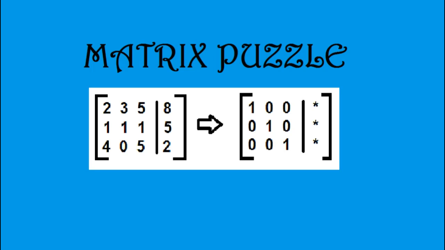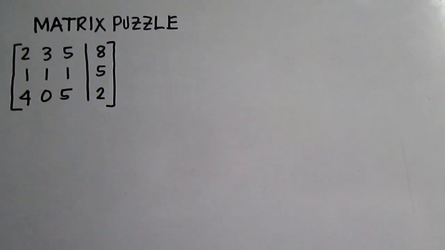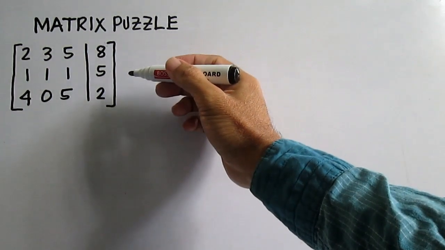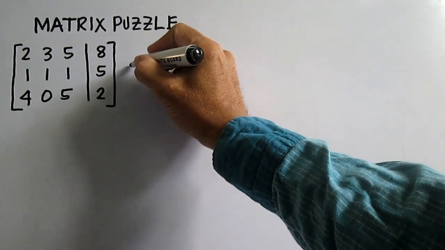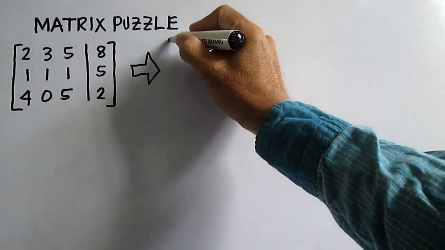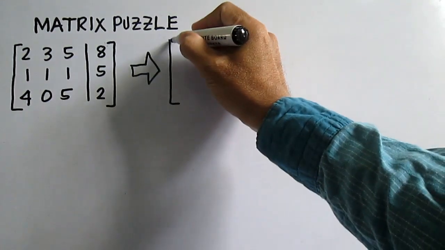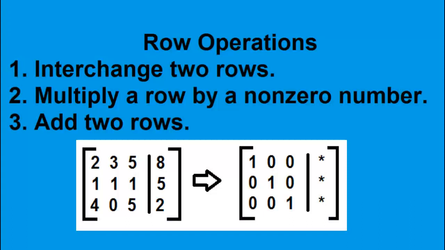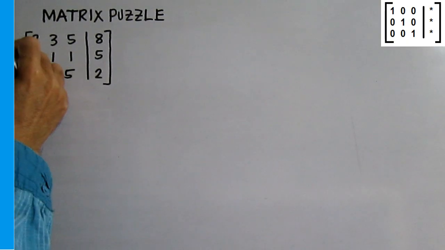The matrix puzzle. The objective of this puzzle is to transform this matrix into this form using row operations. One, interchange two rows. Two, multiply a row by a non-zero number. Three, add two rows. Let's start.